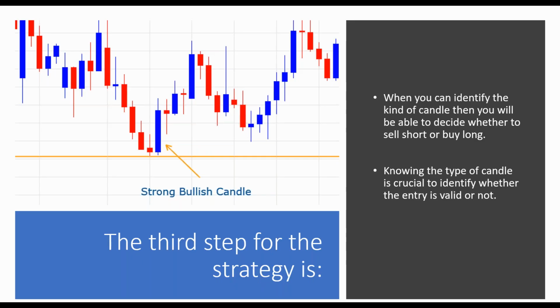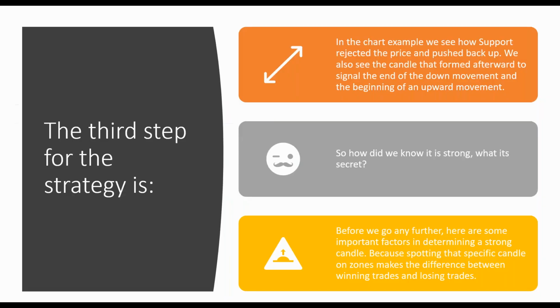When you can identify the kind of candle, then you will be able to decide whether to sell short or buy long. One of two things is going to happen: either price is going to break through that support zone or price level zone, or it's going to bounce off of it. We don't know. We have no idea. So trying to pre-guess this is bad business. Knowing the type of candle is crucial to identify whether the entry is valid or not.